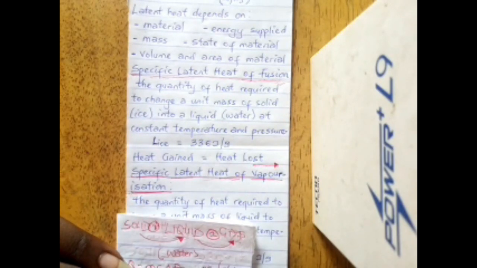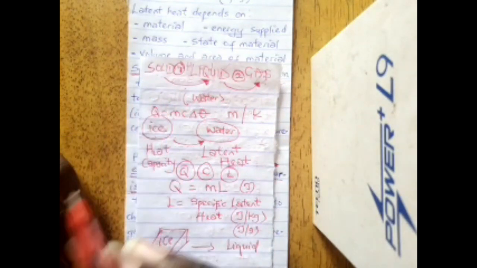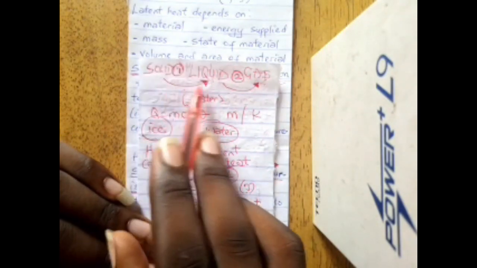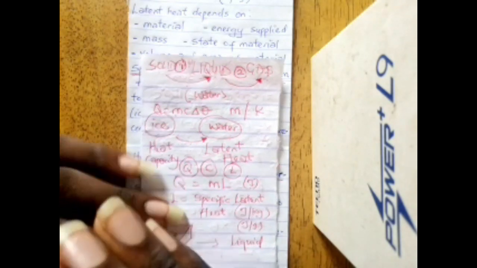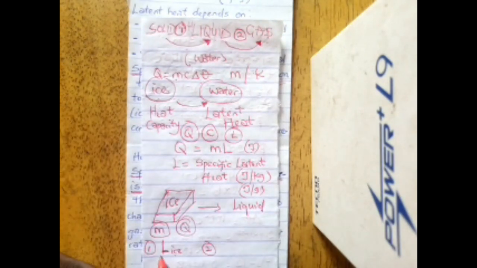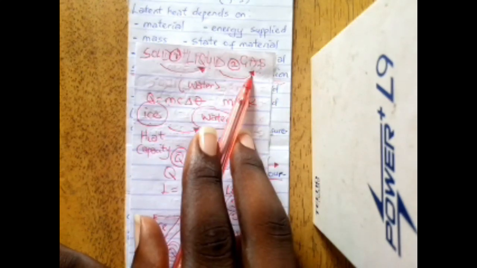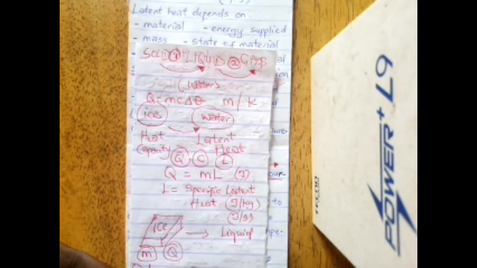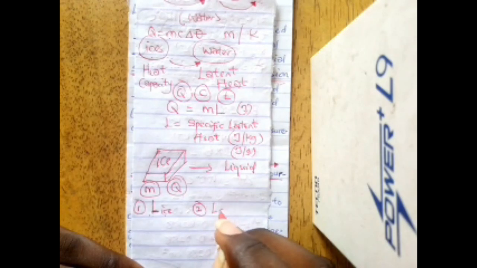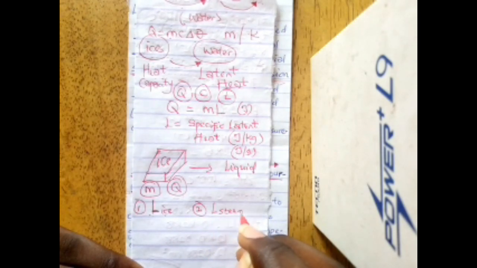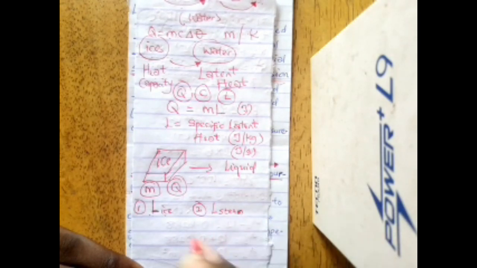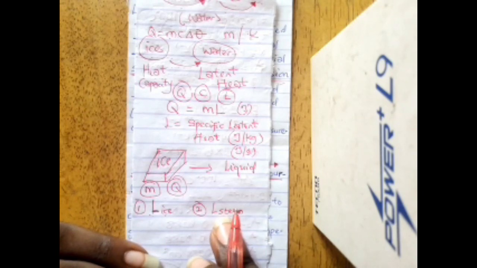Specific latent heat of vaporization. The energy required to convert a solid to a liquid at constant temperature and pressure is referred to as the latent heat of fusion, while the quantity of energy required to convert a liquid into a gas at constant temperature and pressure is what we refer to as the latent heat of vaporization, or for short, latent heat of steam.